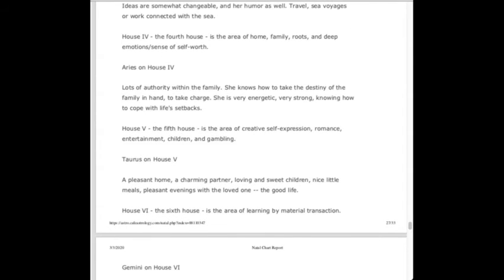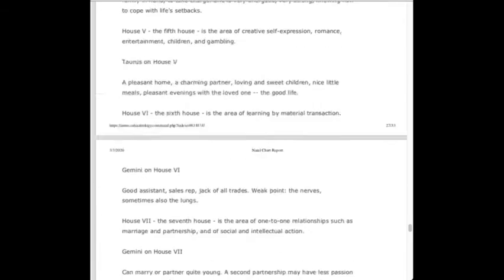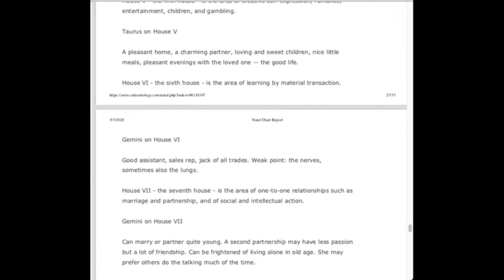Okay, house 6, the sixth house, the area of learning by material transaction. Now, what does that mean? Gemini in house 6. Good assistant, sales rep, jack of all trades, weak point, the nerves, sometimes also the lungs. Yeah, I got asthma. All right.